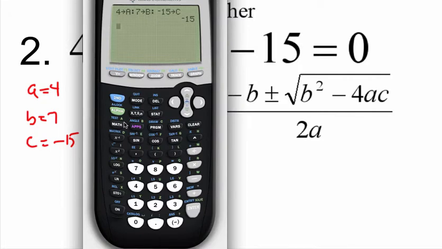So let's see what happens. If I type in A, I get 4. If I type in B, I get 7. And if I type in C, I get -15. Awesome, so that worked. So now I'm going to type in B squared.